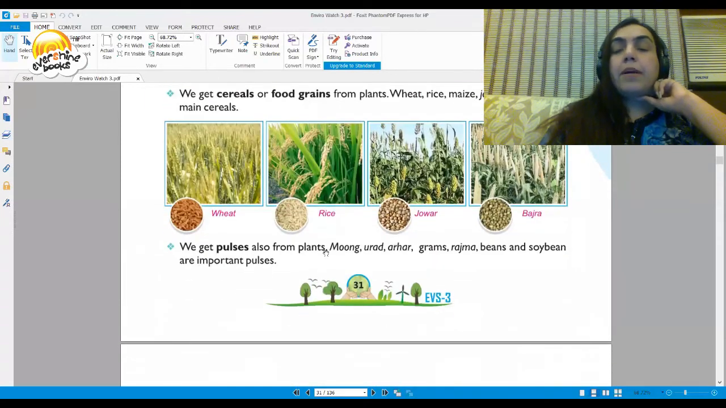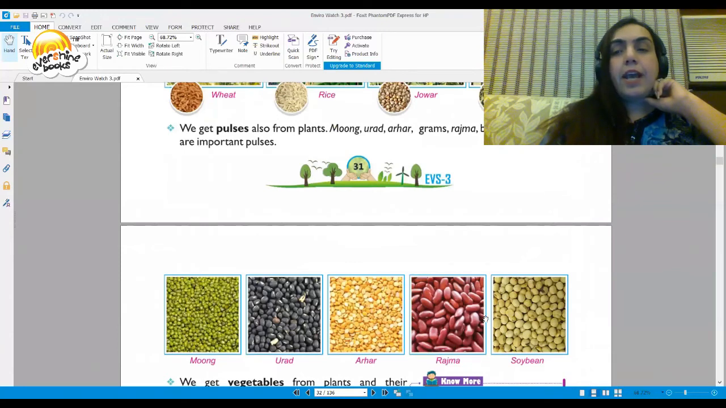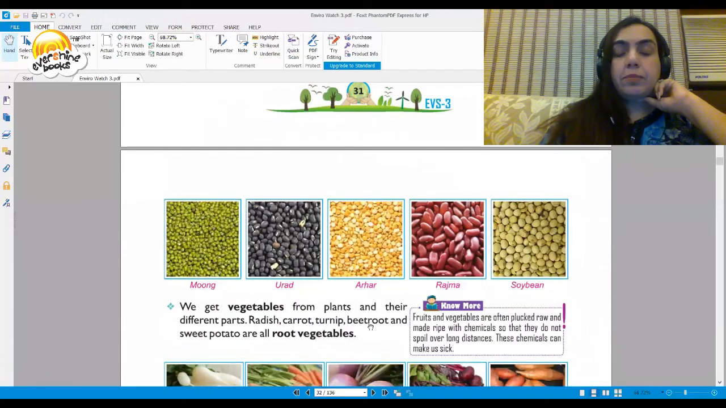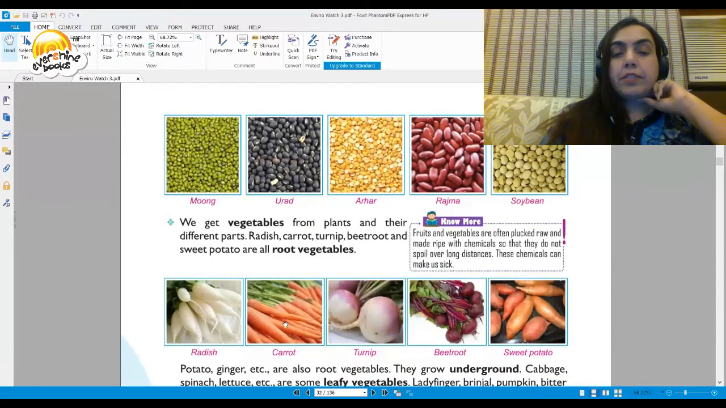We also get pulses. These are moong, urad, arhar, rajma, soybean, which are important pulses and a traditional part of every Indian cooking household. We get vegetables from plants and their different parts. Radish, carrot, turnip, beetroot, and sweet potato are all root vegetables because we are eating these roots.